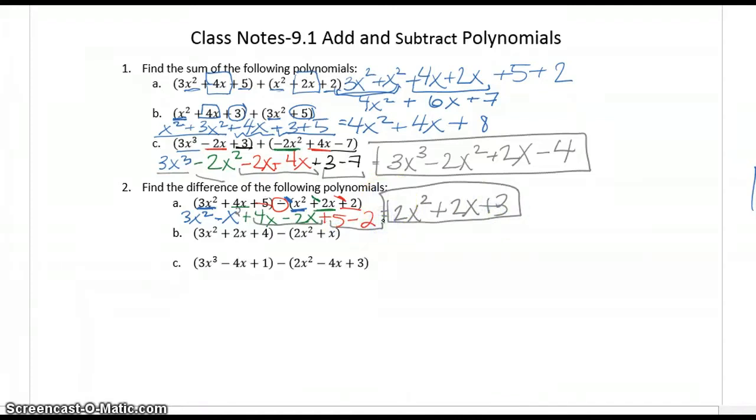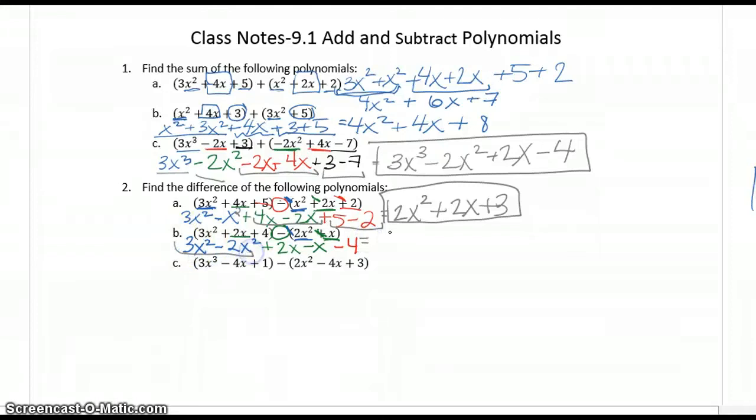Looking at B, let's look first at our terms that have x squares in it. We have 3x squared, and we have 2x squared here, but again we're subtracting, so this is minus 2x squared. In our first polynomial we have plus 2x. In our second we have a plus x, but again we are subtracting, so this becomes a minus x. And in our first polynomial we have a plus 4. In our second we do not have any numbers.